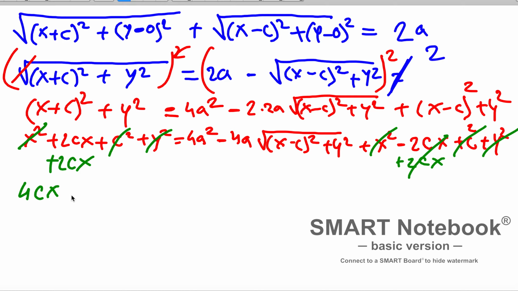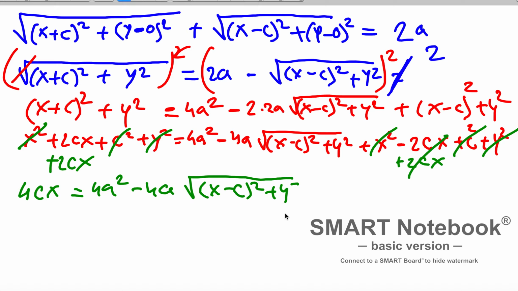Is equal with the 4a squared minus 4a times (x minus c) squared plus y squared. Okay, now I am in a better position to find out. Now everything, if I divide by 4, the 4 is going to be eliminated. If I divide every term by 4, what remains on this side is cx, but on this side is a squared.